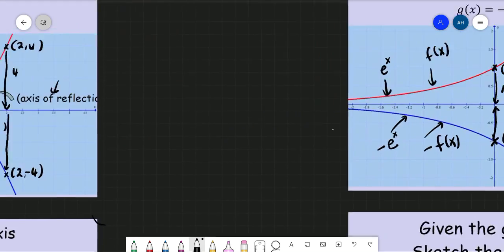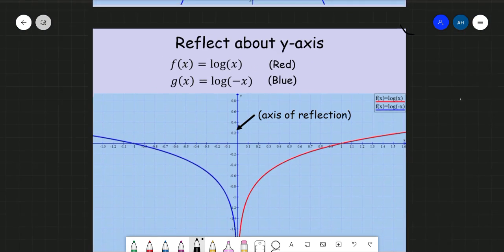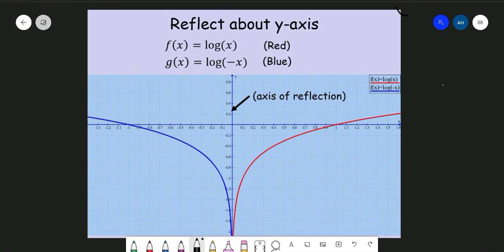All right, let's see if we have more examples. This time we are going to see an example of reflection about the y-axis. For example, we have the log function, log x, that is the red graph, this one. This time we are going to multiply negative 1 inside the bracket. That is log of negative x. Therefore we know that this graph will be reflected about the y-axis, so we call the y-axis our axis of reflection.